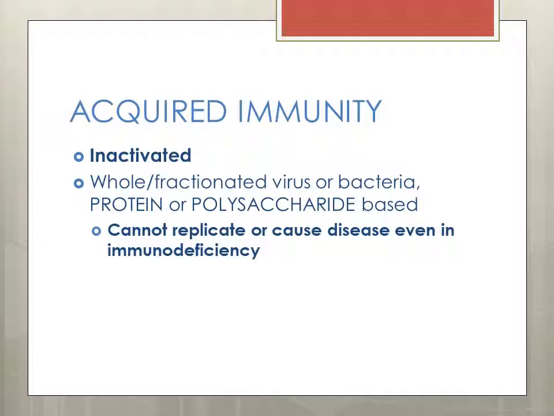Now, inactivated vaccines are whole or fractionated viruses or bacteria that are protein or polysaccharide based, and the star here is that they cannot replicate or cause disease even in immunodeficiency. So if you have an HIV patient on the floor, this is the vaccine you want to give them. You want to give them this inactivated vaccine because even though it's a fractionated virus or bacteria, it just cannot replicate. And you know that if a microbe cannot replicate within you, it most certainly cannot cause disease, right? And this is usually effective within 3 to 5 doses. And the immune response is using antibodies, hence humoral.